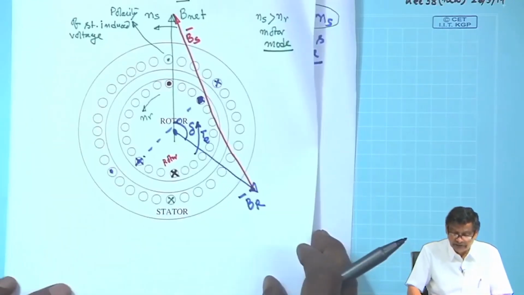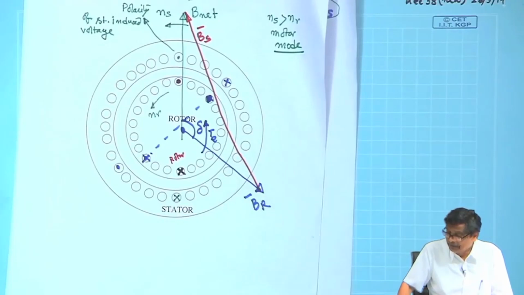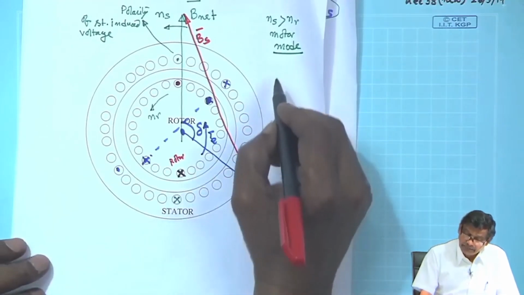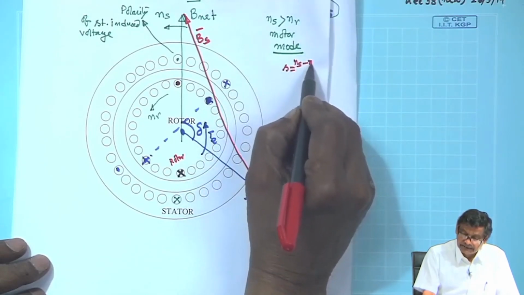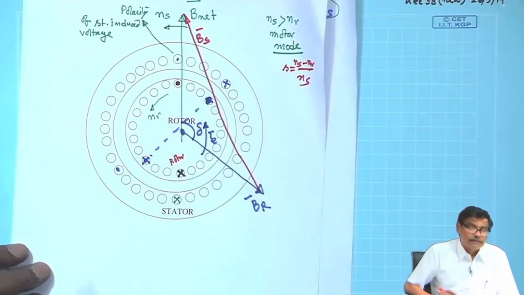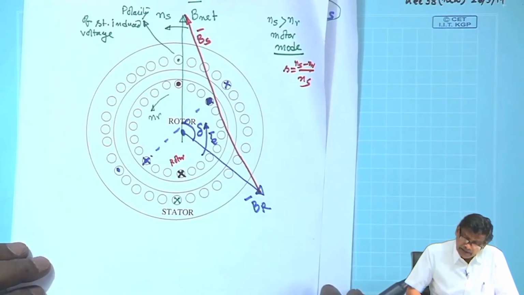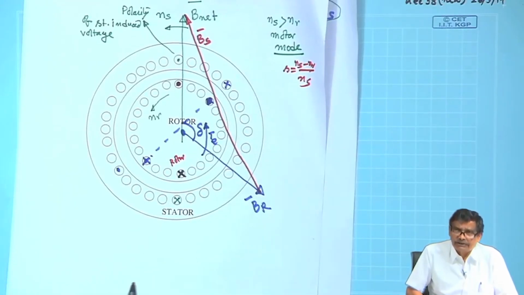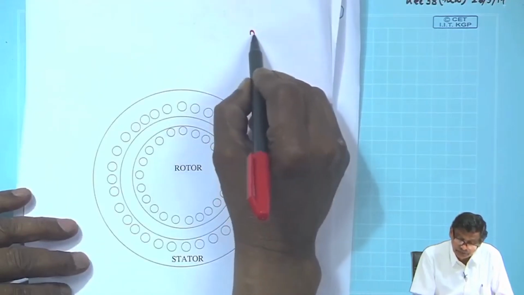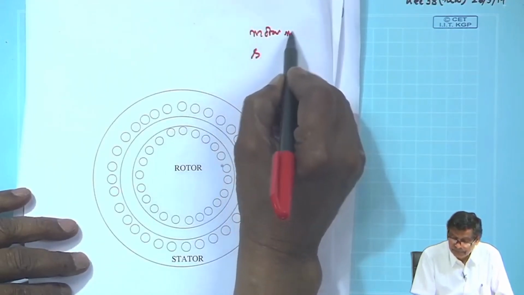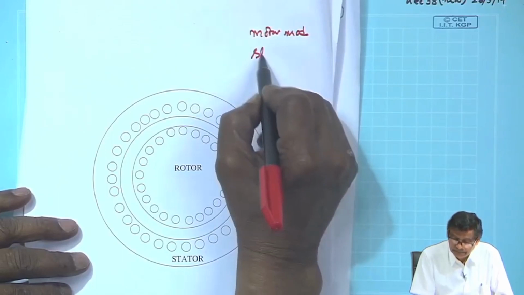Induction motor is tougher. Of course, I must add one point. I have assumed a machine is running with some slip, n s minus n r by n s, is it not? If the machine is running under no load condition, the slip value is small. So, that circuit is almost resistive. Then suppose slip is very small, motor mode, slip small.